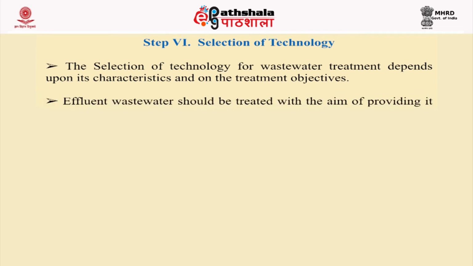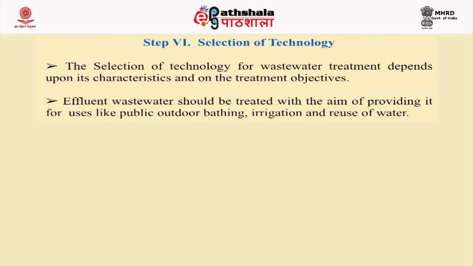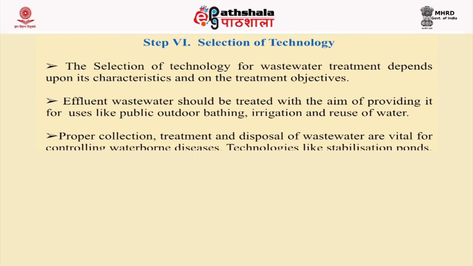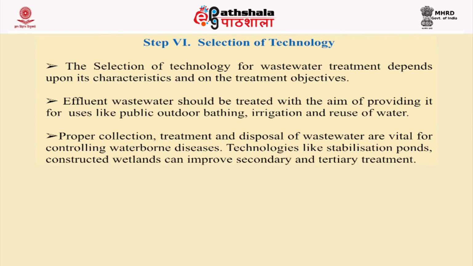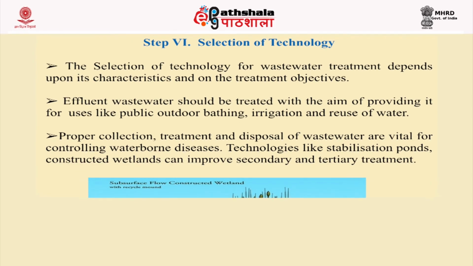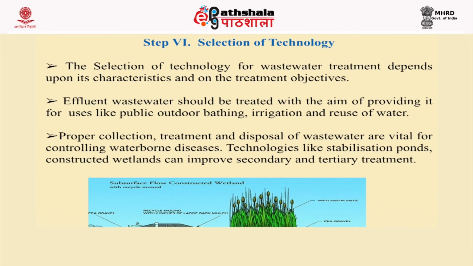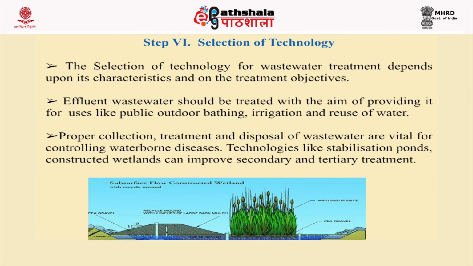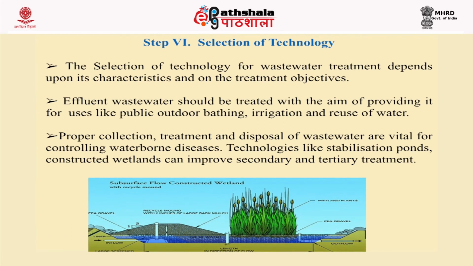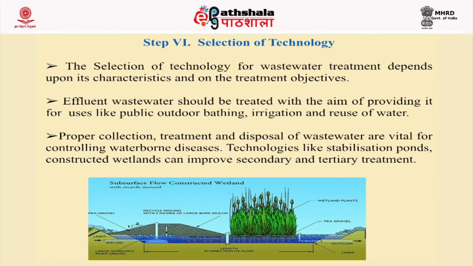Effluent wastewater should be treated with the aim of providing it for uses like public outdoor bathing, irrigation and reuse of water. Proper collection, treatment and disposal of wastewater are important for controlling waterborne diseases. Technologies like stabilization ponds and constructed wetlands can improve secondary and tertiary treatment of water. The figure is showing a constructed wetland.